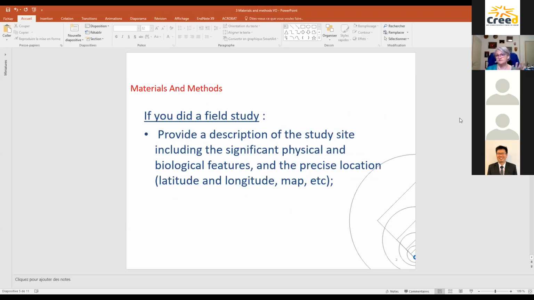If you do a field study, you need to give the description of the site, significant physical and biological features, and the precise location. So to come back to the port of Haiphong, you would give the location of the port, and specific physical features: the form of the port, the depth, the dredging frequency, things like that, if these are important factors in what you did.